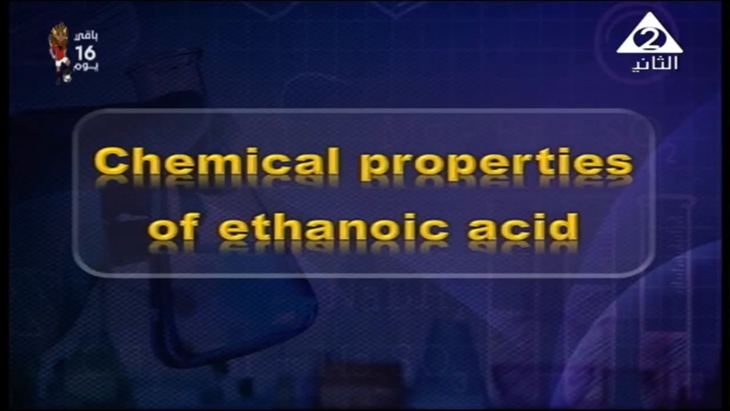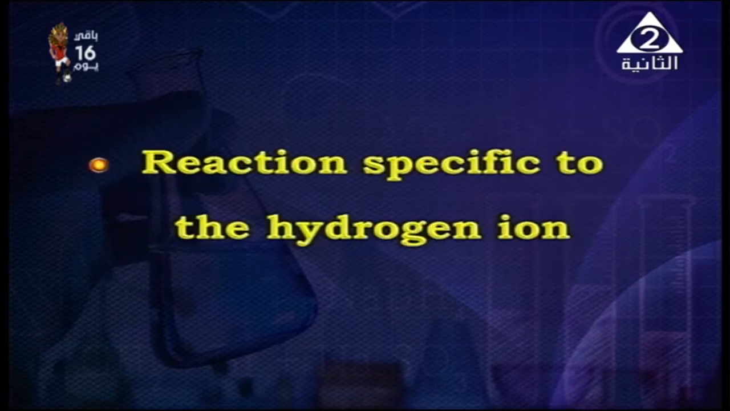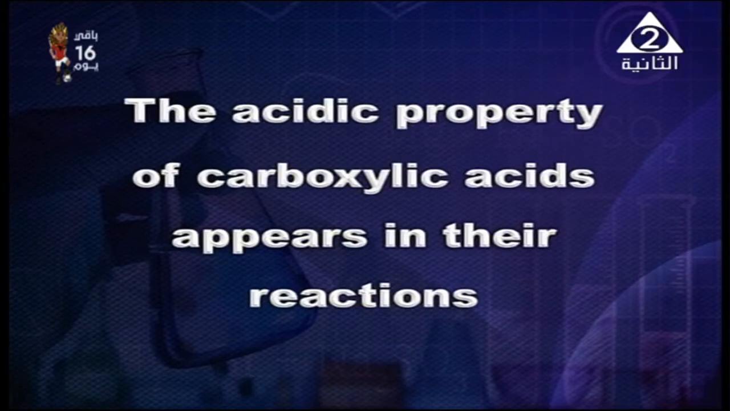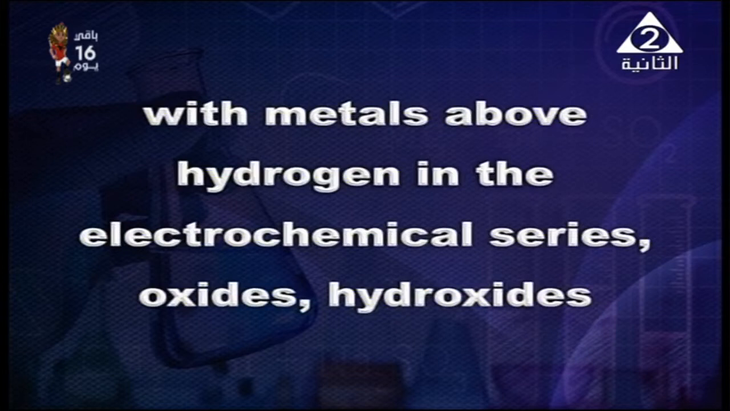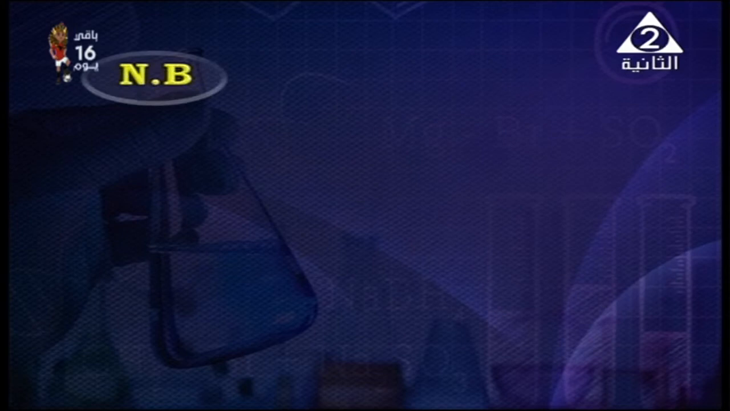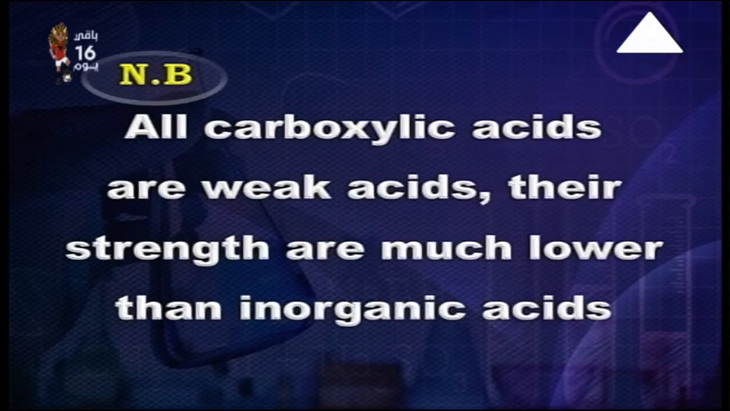Now, my dear students, we are going to discuss the chemical properties of ethanoic acid. The reactions which are specific to the hydrogen ion: the acidity and salt formation. The acidic property of carboxylic acids appears in their reaction with metals above hydrogen in the electrochemical series, and also with oxides and hydroxides, and also carbonate and bicarbonate salts to form organic salts. My dear student, notice that all carboxylic acids are weak acids.